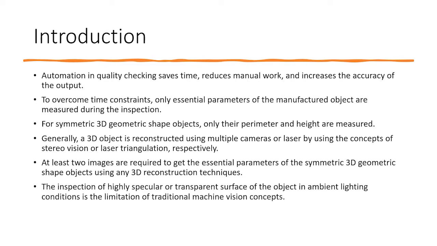In this research, we mainly focus on cylinders. In the case of cylinders, its height and diameter are the essential parameters to be measured. Generally, a 3D object is reconstructed using multiple cameras or laser by using the concepts of stereo vision or laser triangulation respectively. Also, we require at least 2 images to get the essential parameters of symmetric 3D geometric shape objects. Moreover, the highly specular or transparent surface of the object is the limitation of stereo vision or laser triangulation method.